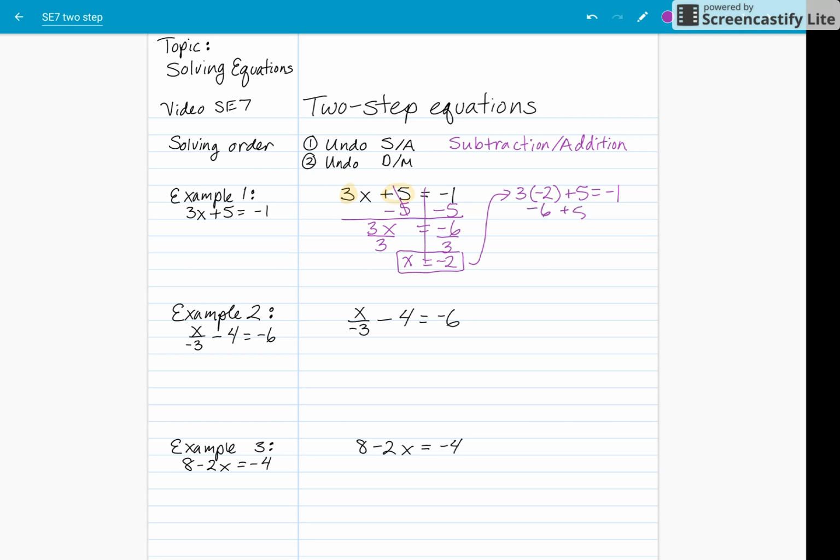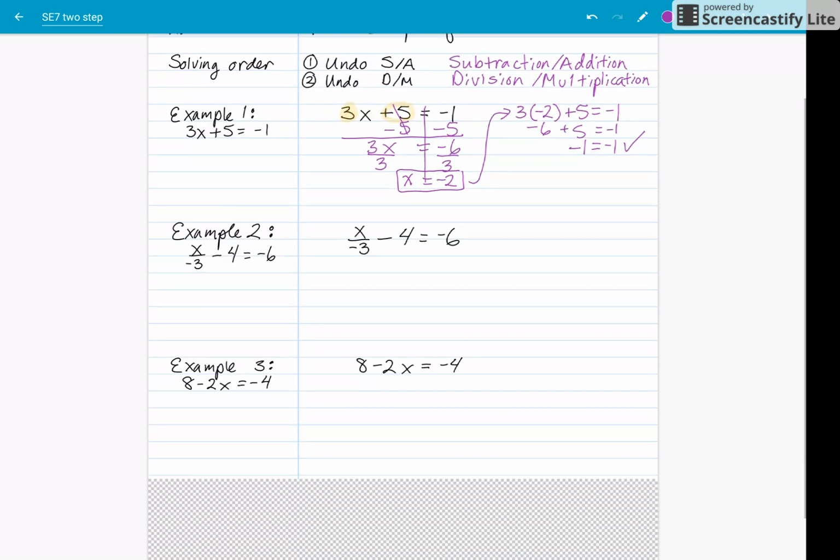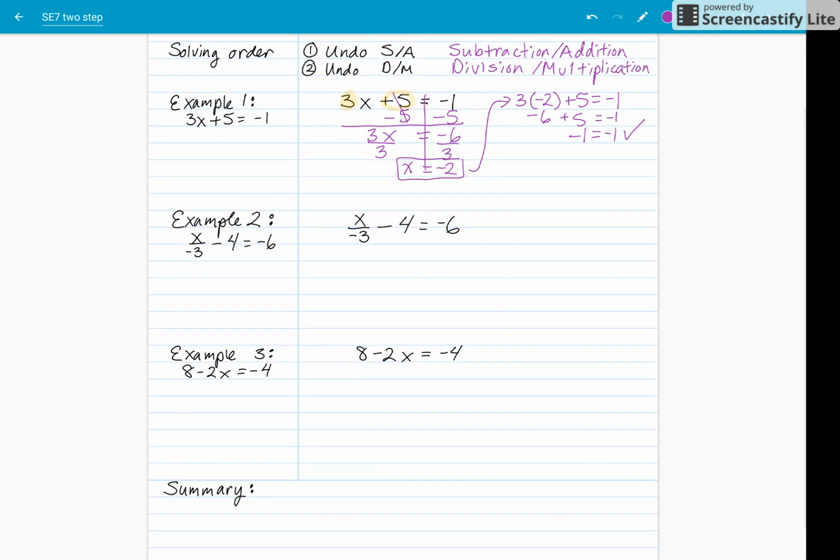-6 plus 5 equals -1. Yes, this is true. The left side equals -1, the right side equals -1. Both sides are equal. So first we looked for subtraction or addition, and then we looked for division or multiplication. Our next equation looks different, but it's going to use exactly the same solving order.